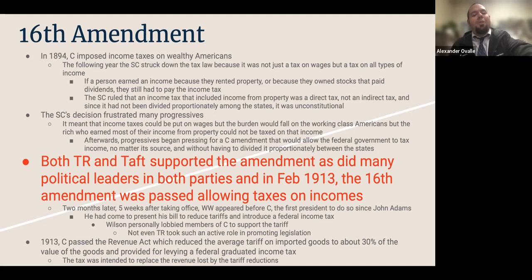He had come to present his bill to reduce tariffs and introduce a federal income tax. Wilson personally lobbied members of Congress to support this tariff. Not even Teddy Roosevelt took such an active role in promoting legislation. So in 1913, Congress passed the Revenue Act, which reduced the average tariff on imported goods by about 30% of the value of the goods and provided for a levying of a federal graduated income tax. This tax was intended to replace the revenue lost by tariff reductions. Remember, tariffs are taxes on imports.